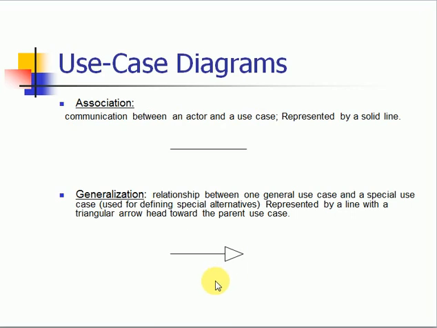What is meant by association and generalization? Association is a communication between an actor and a use case. It is represented by a solid line. Generalization is a relationship between one general use case and a special case. Usually, generalization is represented by an arrowhead toward the parent use case.